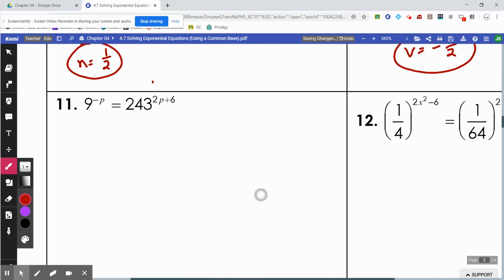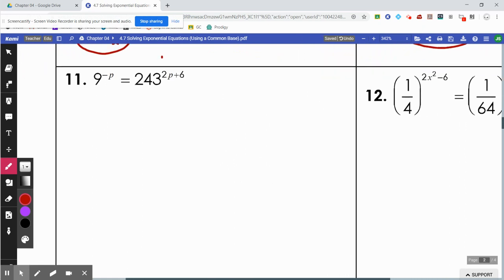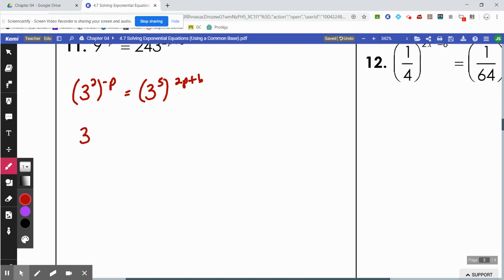Number 11. 9 is a base 3 number, so we're going to write it as 3 squared to the negative p, equals 243 is 3 to the 5th power to the 2p plus 6. Powers to powers, let's multiply: 2 times negative p, that'd be negative 2p. And over here, let's distribute. 5 times everything would be a 10p plus 30.